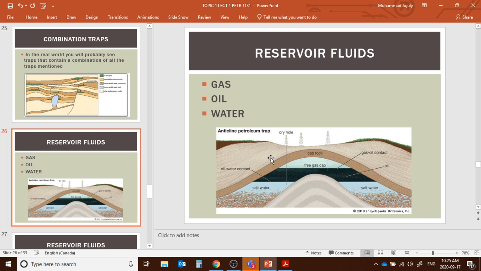Water, especially salt water, has higher density than oil, and gas has lower density than oil. Then what's going to happen? The gas has the lowest density, so it would be trapped at the top, and the middle, like a sandwich, would be the oil, because oil has less density than the water and higher than the gas, and the salt water would be underneath.